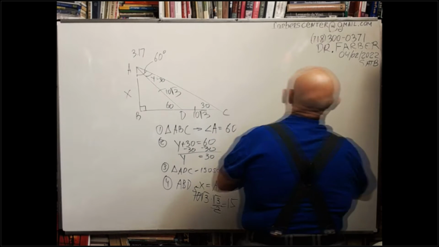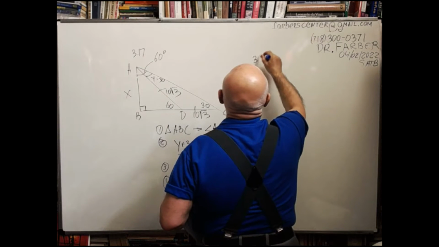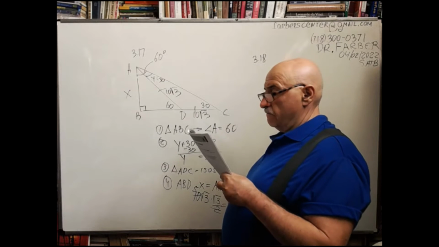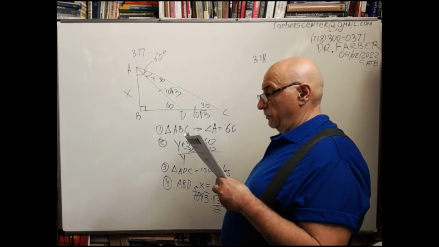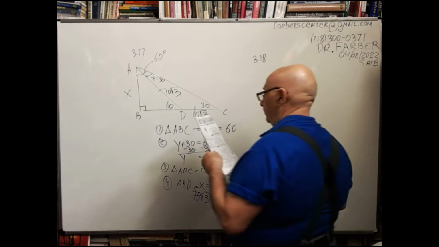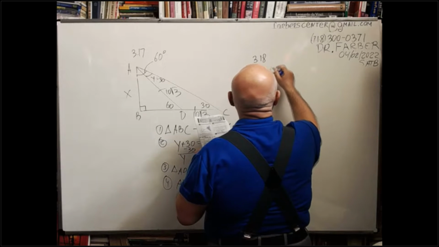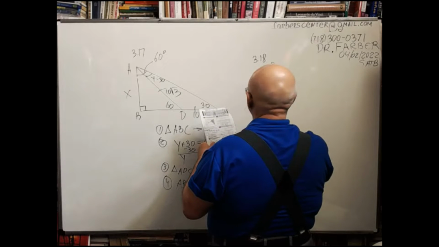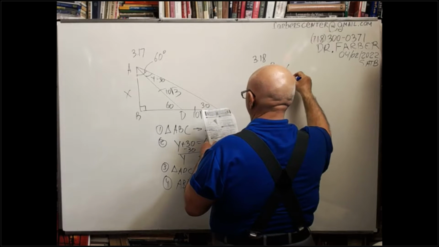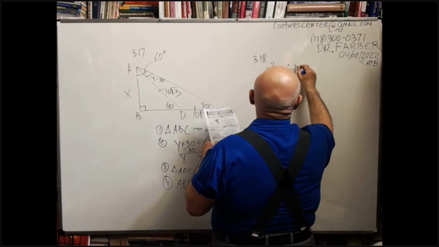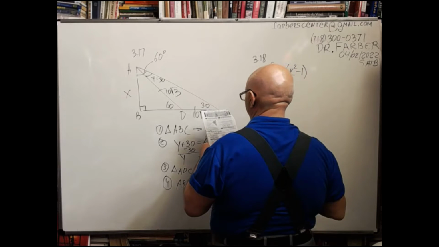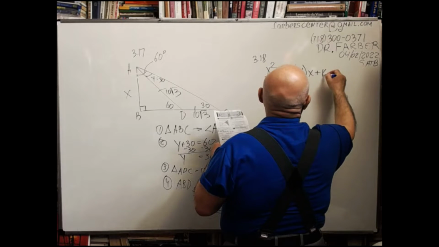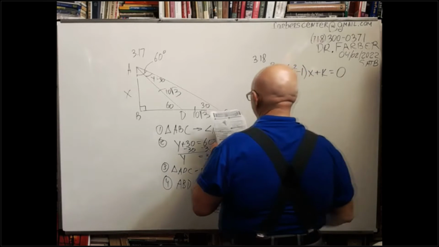In 318, x squared over 2 minus, in parentheses, k squared minus 1, close parentheses, x plus k equals 0.